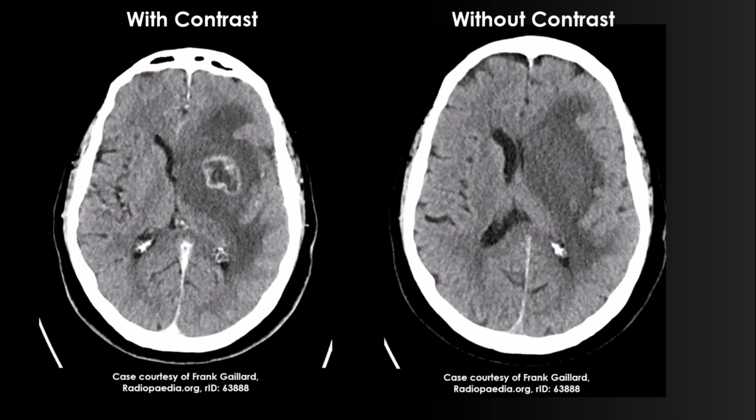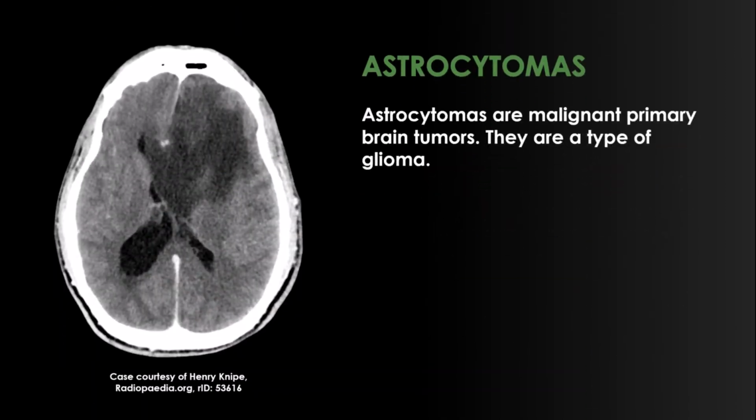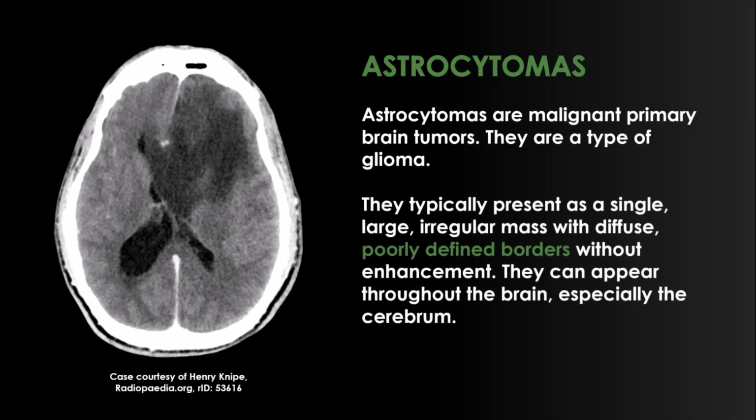The next malignant brain tumor type is astrocytomas. Astrocytomas are malignant primary brain tumors. They are also a type of glioma. They typically present as a single, large, irregular mass with diffuse, poorly defined borders without enhancement. They can appear throughout the brain, but especially the cerebrum.